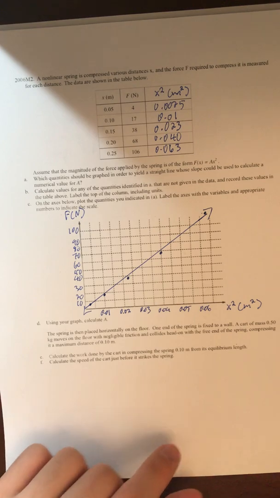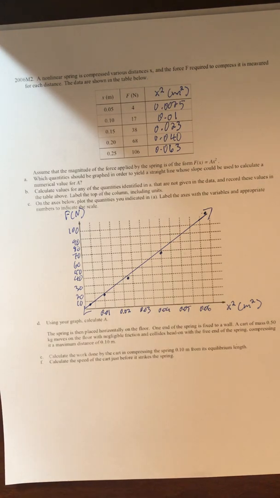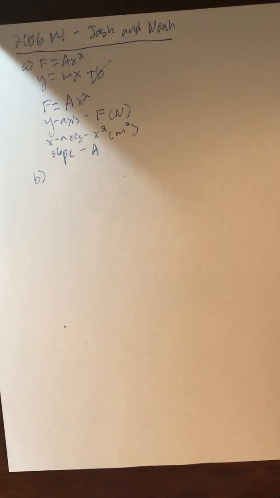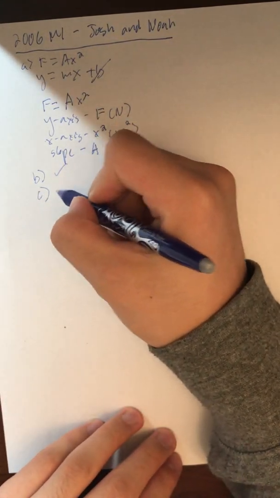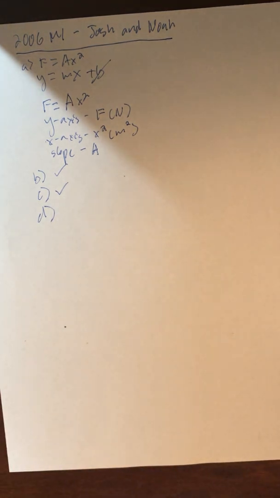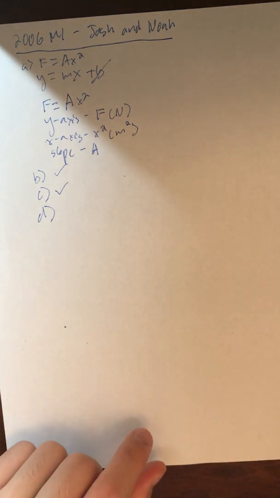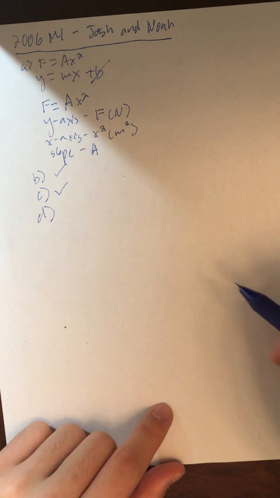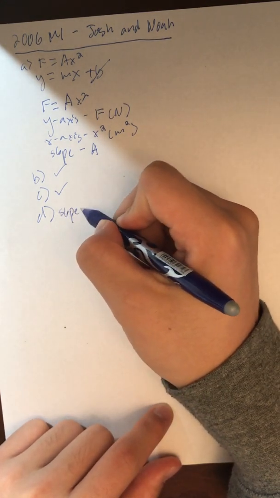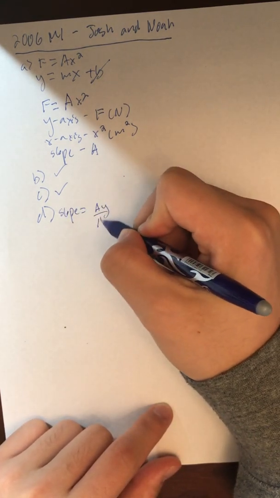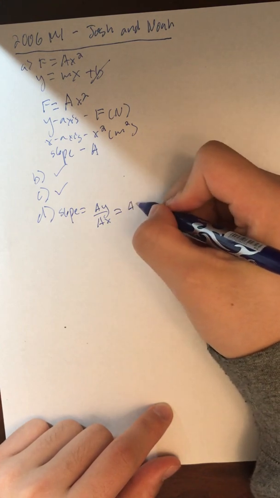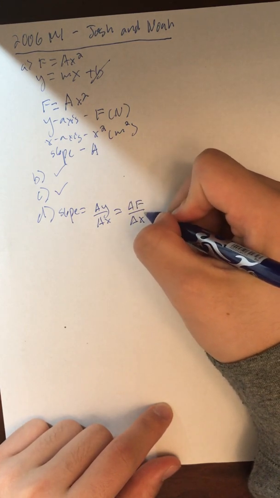And part D, that's exactly what we're doing. We're calculating the slope to find a. So we did that, C is done. And then for part D, we're going to calculate the slope of this line using the very basic idea that the slope equals the change in y over the change in x. And in this case, that's the change in our force over the change in x squared.